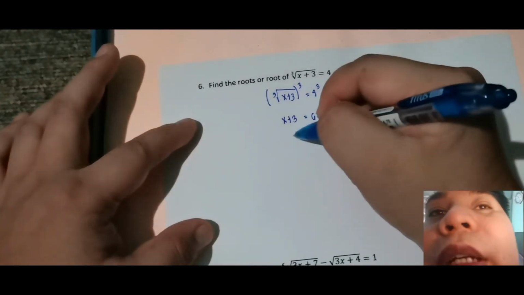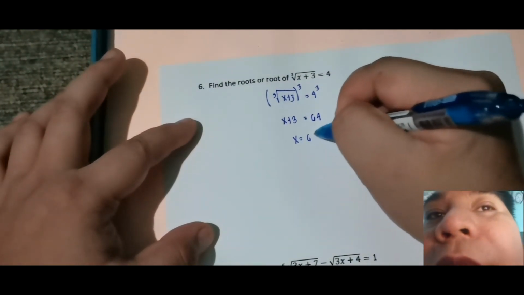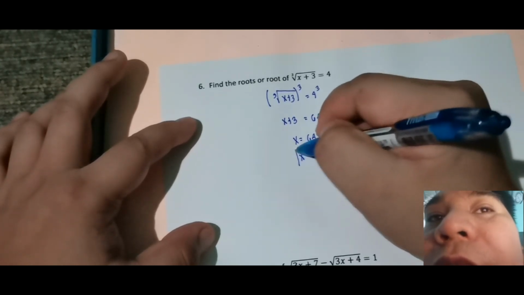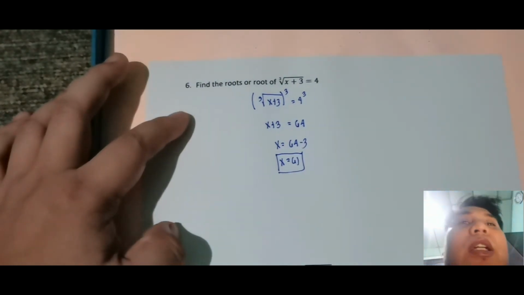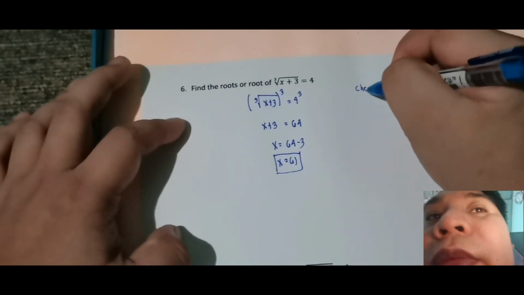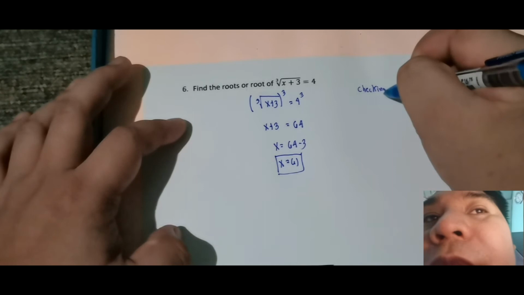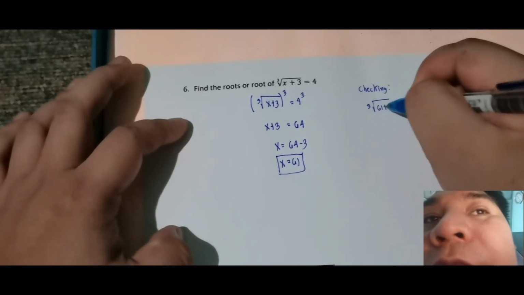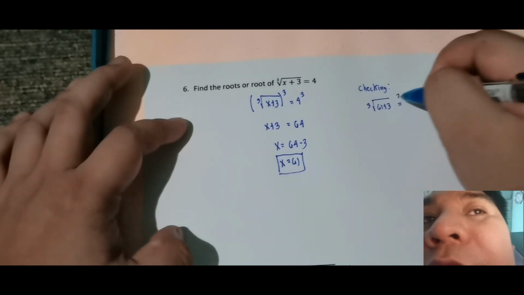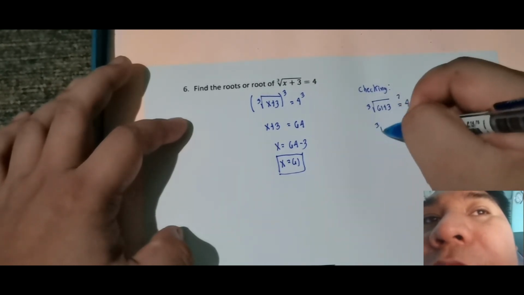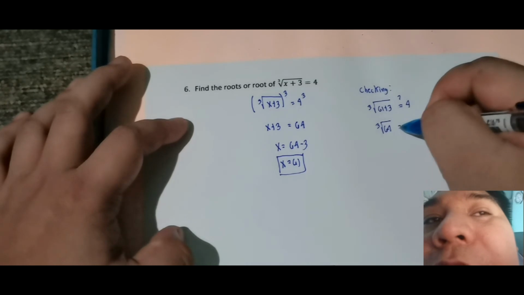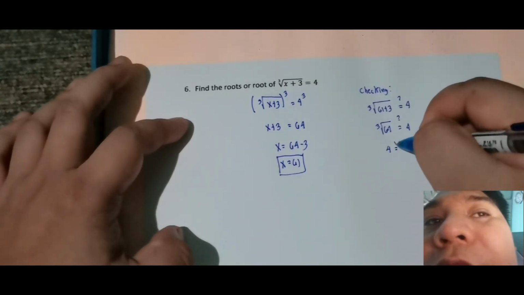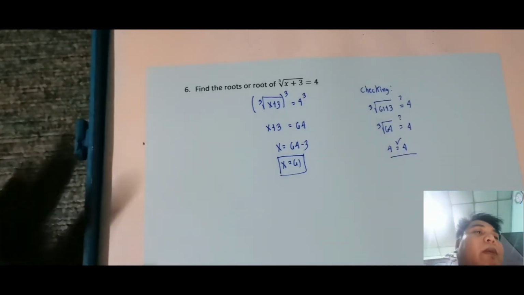Then therefore, the value of x is equal to 64 minus 3, which is x is equal to 61, which is the value. And i-check lang natin sa loob. So by checking, okay, so this is cube root of 61 plus 3, which is equal ba sa 4? So this is cube root of 64, which is equal sa 4. So cube root of 64 is 4. So therefore 4 is equal to 4. So tama yung value natin.